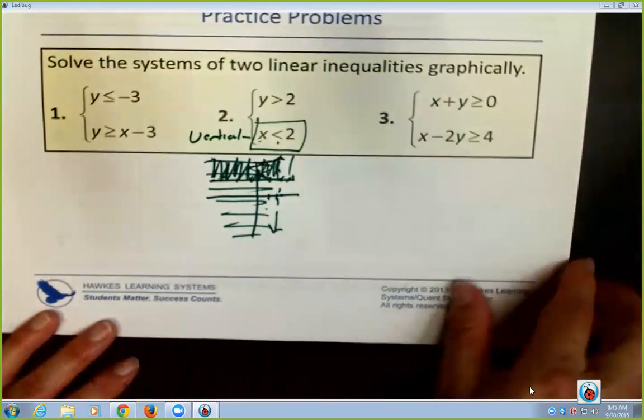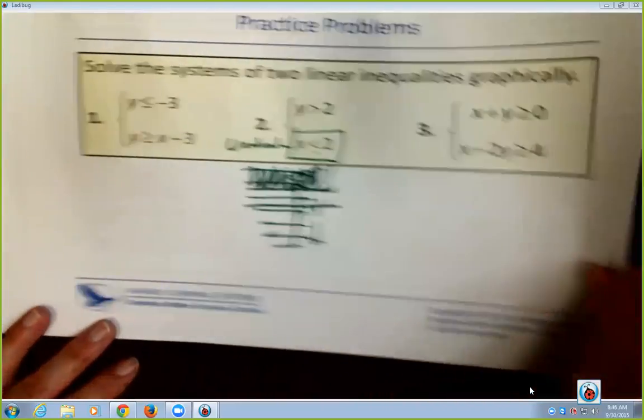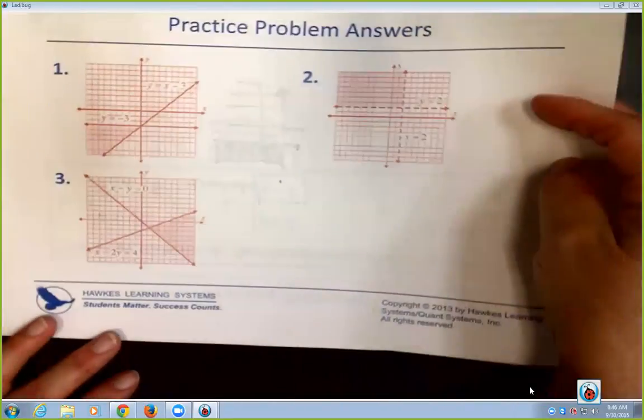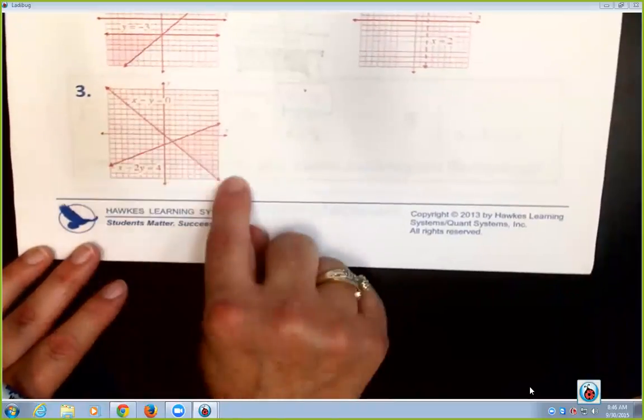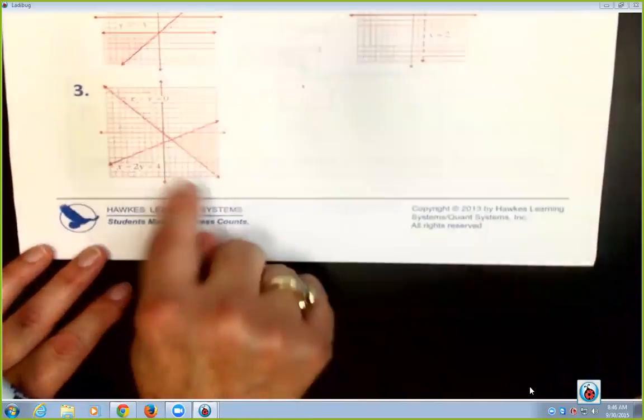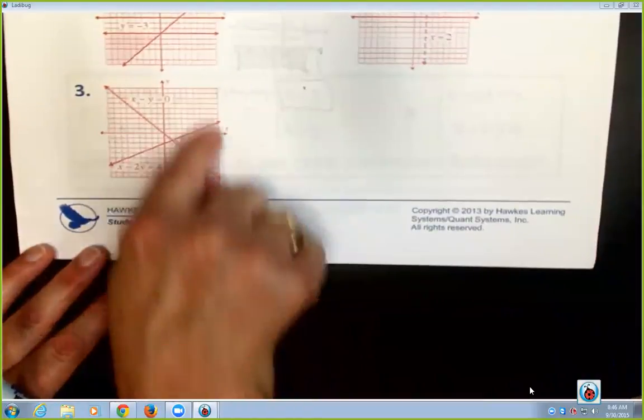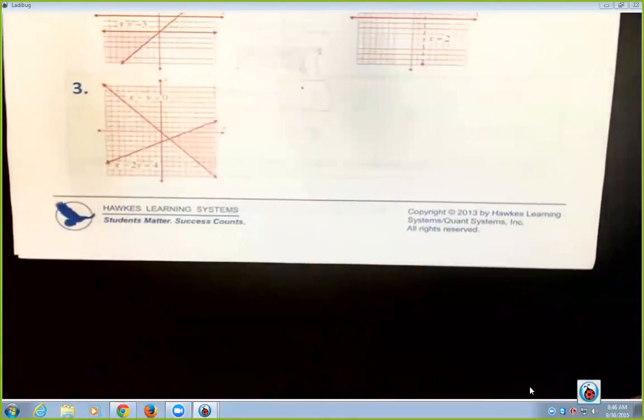Okay, this one I'll put the answer. The answer is actually on the back here of what each one of these looks like. So this is number 3. So if you are watching this, graph it and then see if your graph on your graphing calculator matches what we happen to have there for that answer.